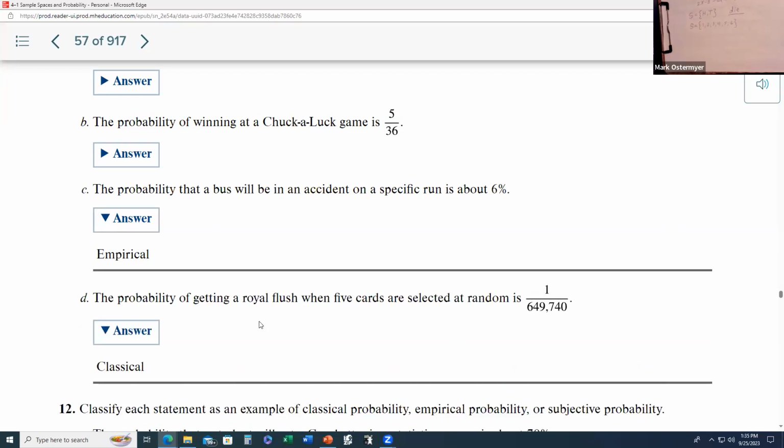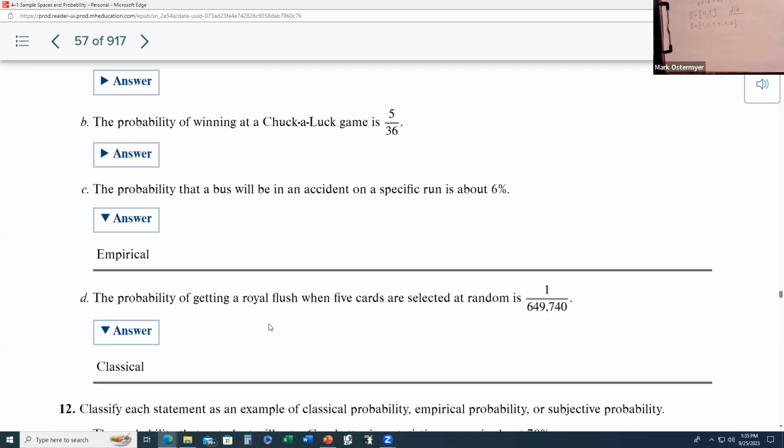The probability of getting a royal flush when 5 cards are selected at random. Well, first of all, do we even know what a royal flush is? I mean, not everybody plays poker, correct? Can anybody remind me what a royal flush is? Because I'm a little shy in that department myself. What's a royal flush? Anybody? Isn't it having all the face cards? All the face cards? I don't know. I'm asking. I don't know. I would have to look it up myself because I don't play poker. So I don't know. I've heard of it before. I've seen it once before, but I don't remember it.